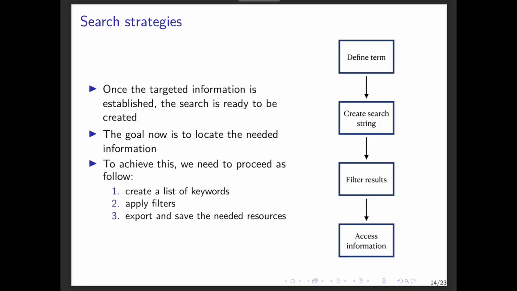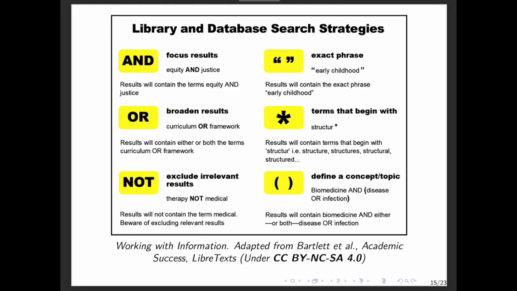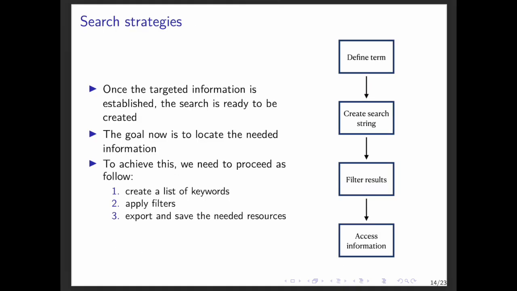Once you know what information you need, the goal is to create an effective search strategy. First, define your keywords by examining your task and highlighting the key terms. Second, create a search string. Use Boolean operators and, or, and not to combine keywords logically. Use quotation marks for exact phrases and the asterisk symbol to capture word variations. Third, refine your results using filters. Finally, access and save the most relevant sources.